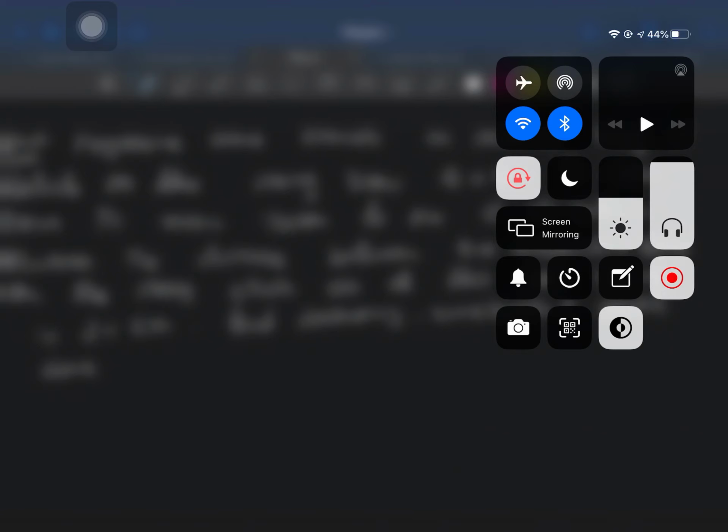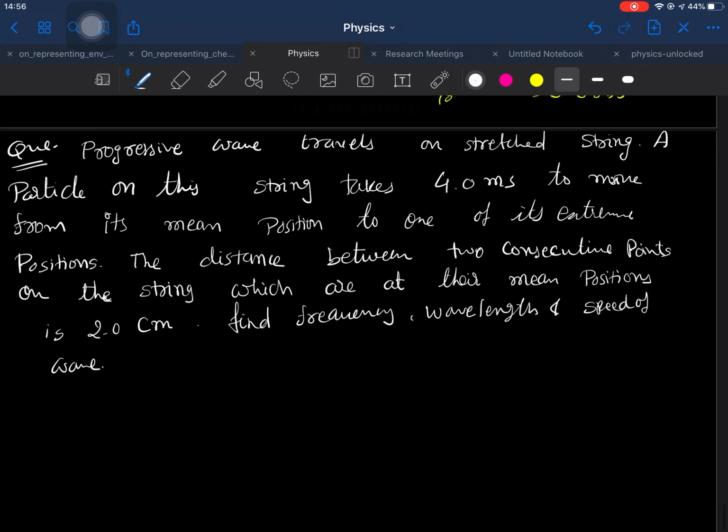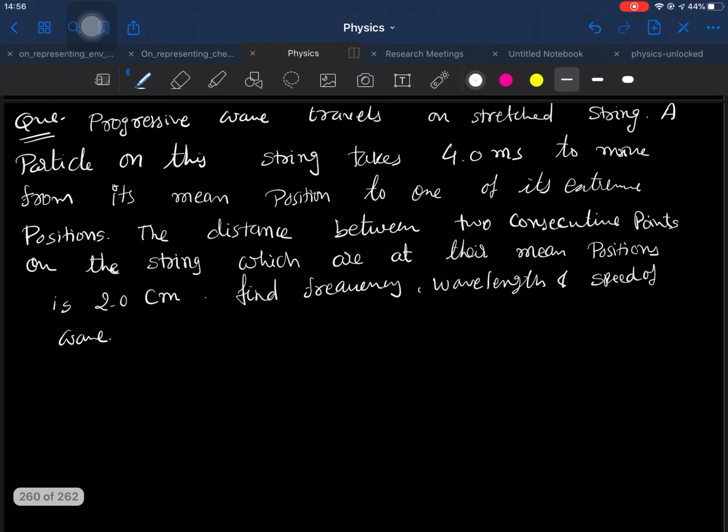Hello guys, welcome back. In this particular session, we'll solve two different numericals which cover the progressive waves concept, and it's easy. So let's just dig in.